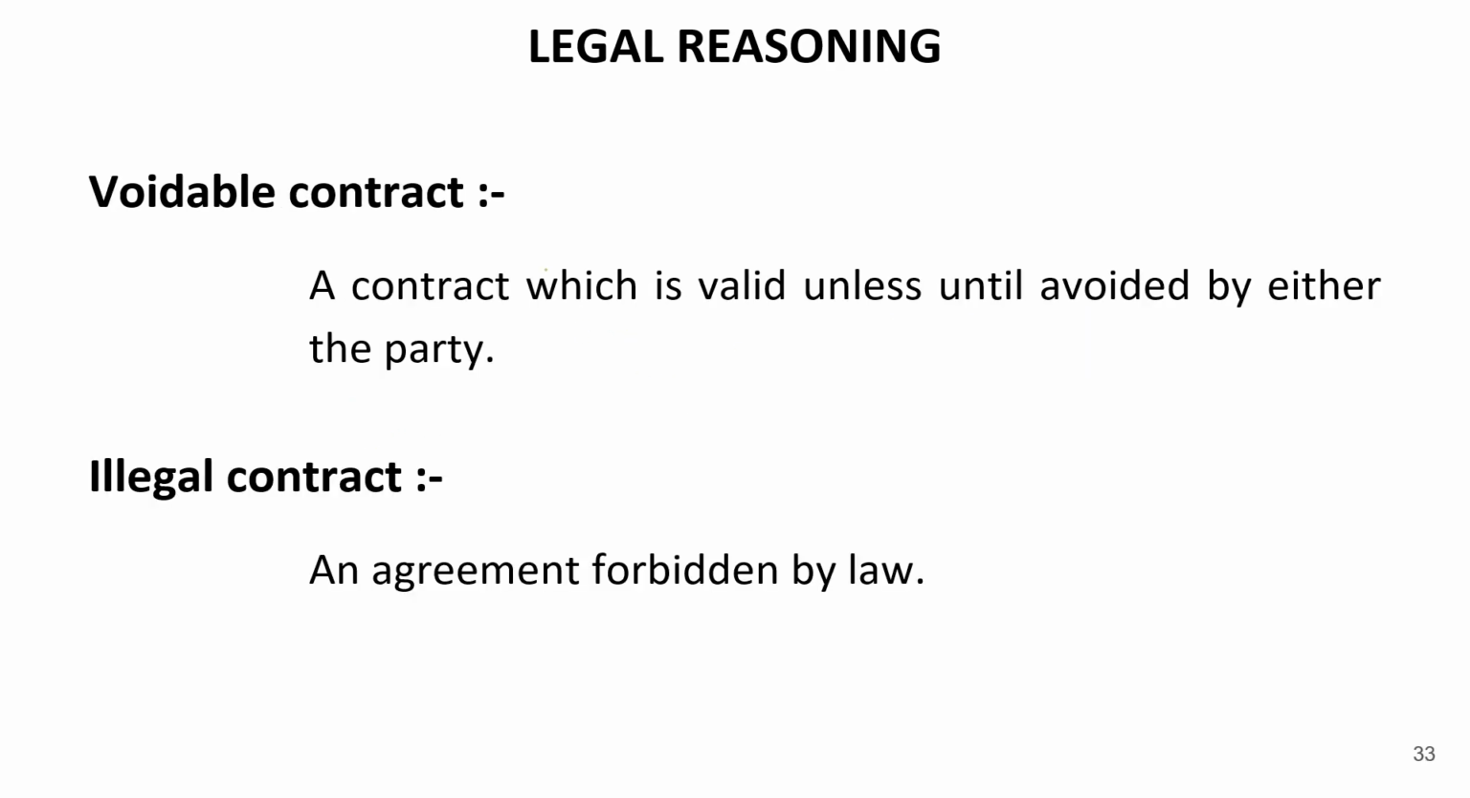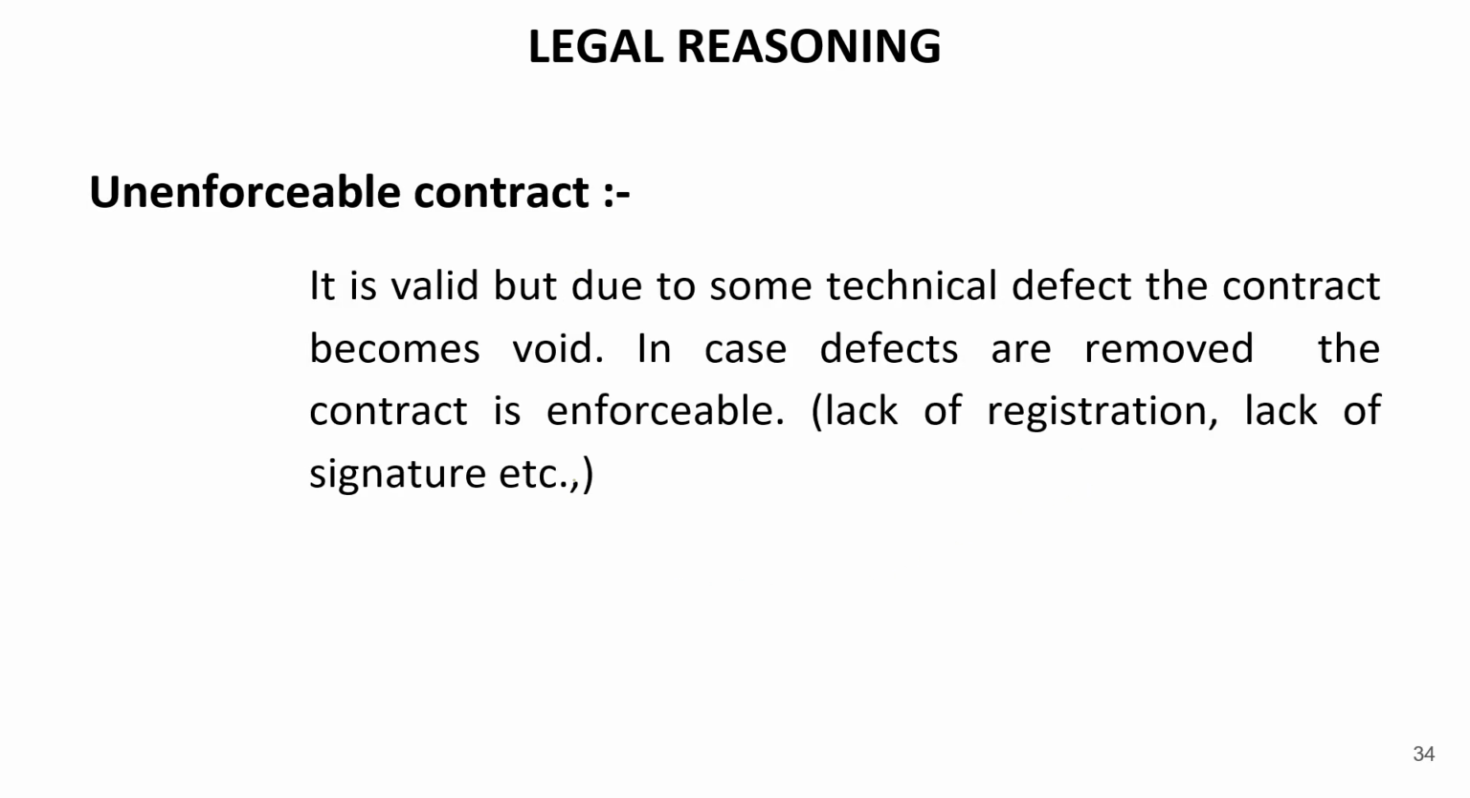Now, illegal contracts, you know what I have told: an agreement forbidden by law, like robbery, dacoity, etc. Now, unenforceable contracts. What are unenforceable contracts? It is valid, but due to some technical defects.